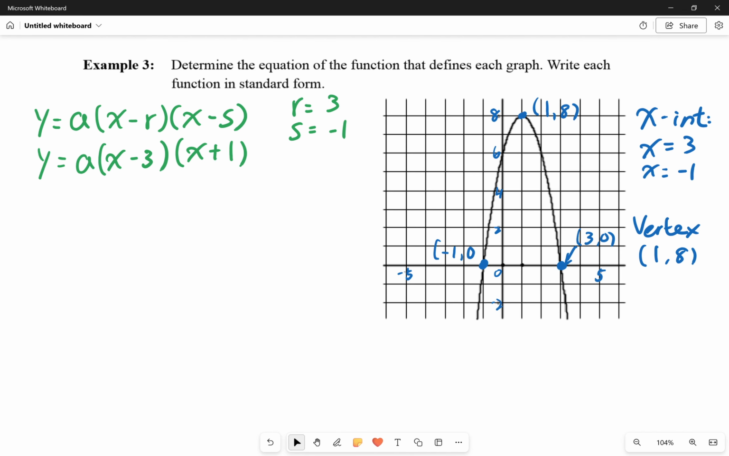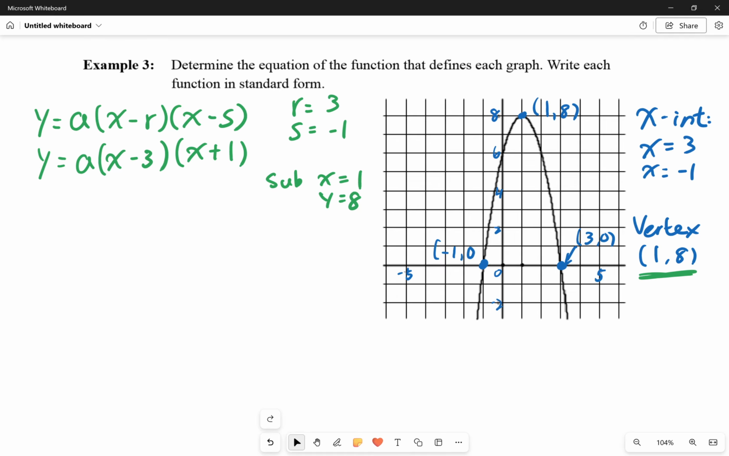Cool. That's easy. We're almost done. We have to go find a, though. To find a, what you need to do is you have to substitute in your vertex. So we're going to sub in x equals 1 and y equals 8. Why do I use those two numbers? Well, that's because those are two numbers that work with my vertex. And what happens is I'm going to substitute in these two numbers, and then I'm going to go find what a is.